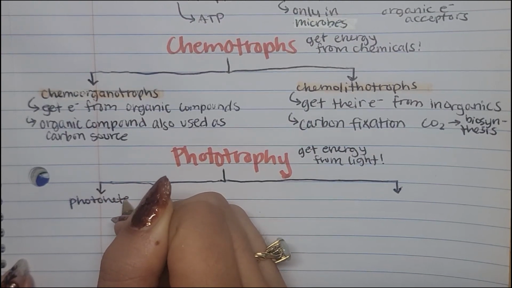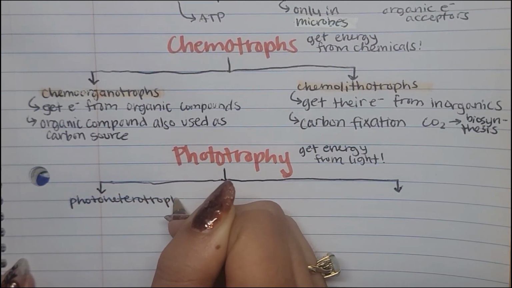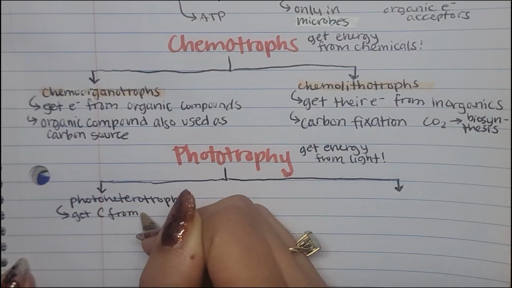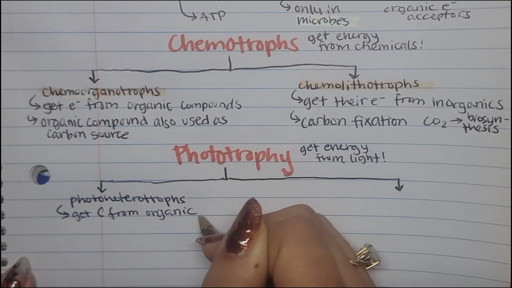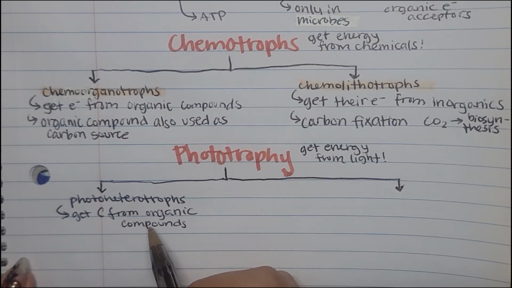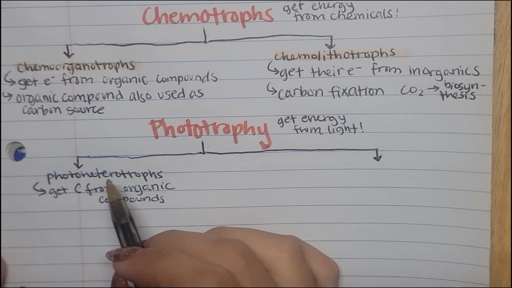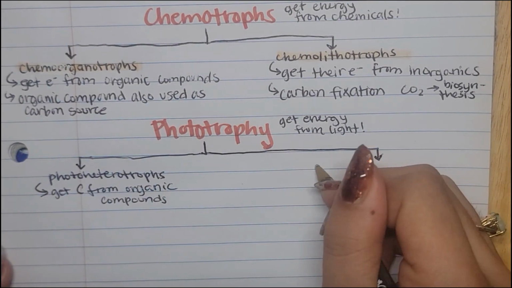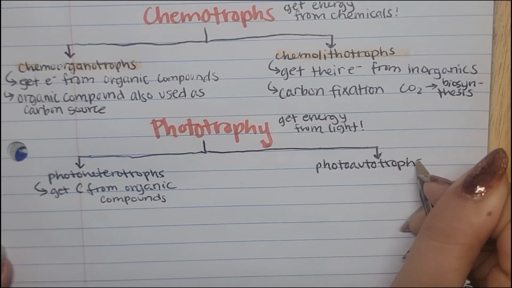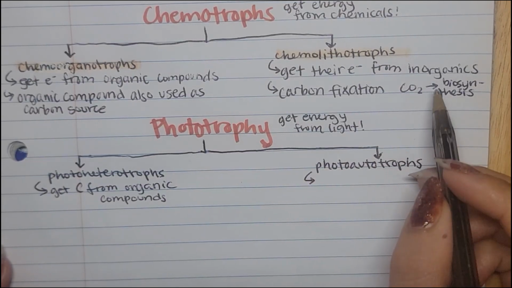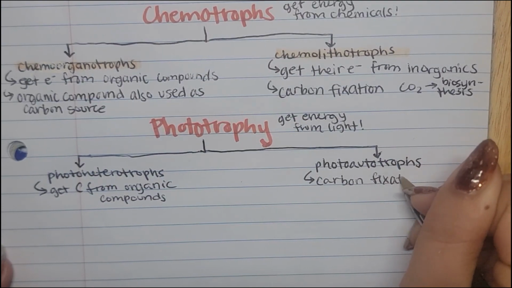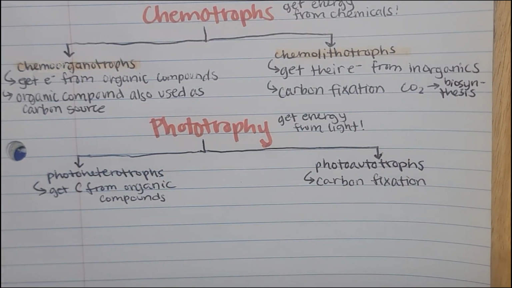Photoheterotrophs get their carbon from organic compounds. I remember that because hetero is like different, and so it could be so many different organic compounds that photoheterotrophs use. And a photoautotroph, you think auto like self, it's making those organic compounds. So it's doing carbon fixation again, using CO2 in the atmosphere to make its own carbon molecules.